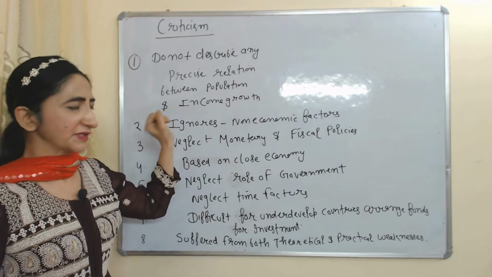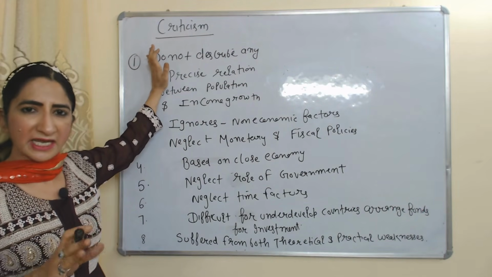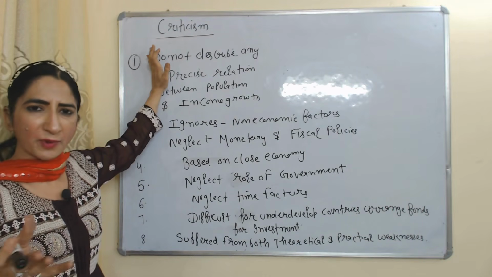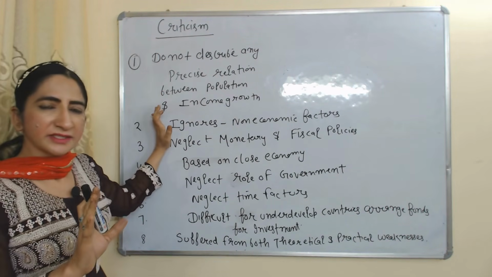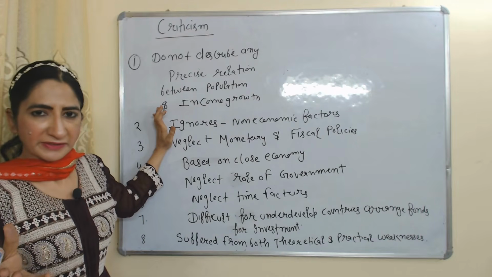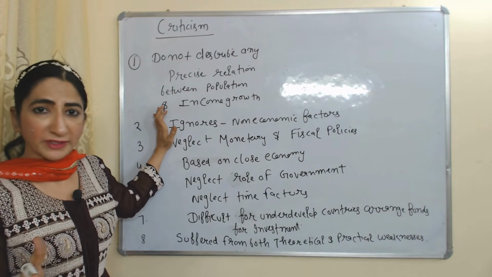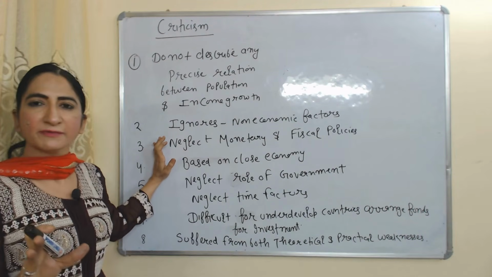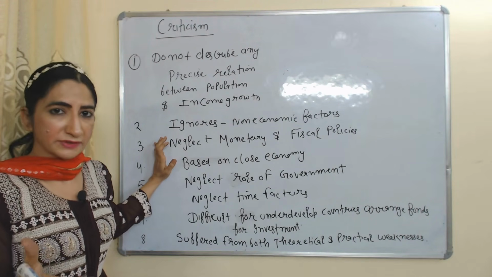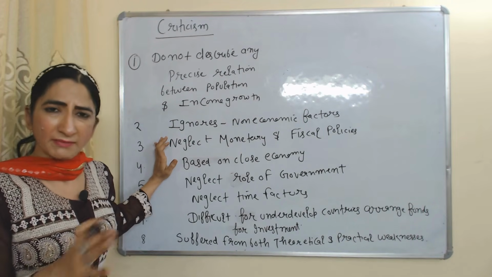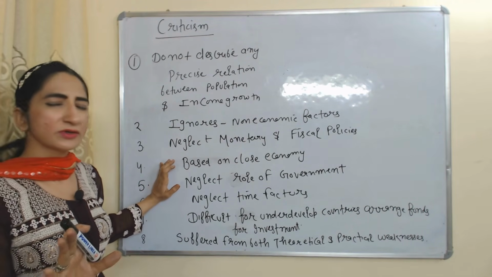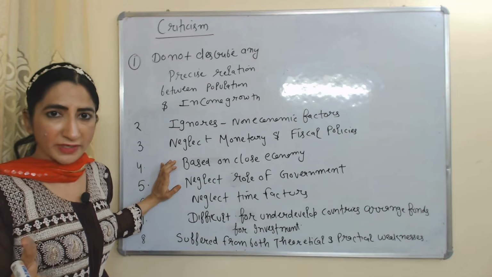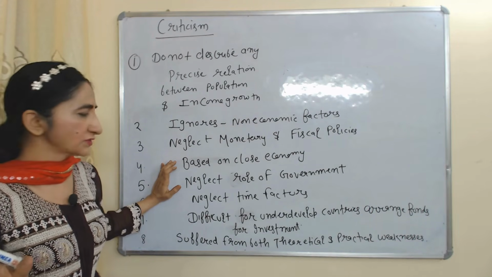Now we will see the criticism. This theory doesn't describe any precise relation between population and income growth. This theory ignores non-economic factors. This theory only talks about economic factors for growth but ignores non-economic factors. Neglects monetary and fiscal policy. As you know, monetary and fiscal policy play a very important role, but this theory ignores this. Based on a closed economy. International trade is also very important, but this theory is based on a closed economy.